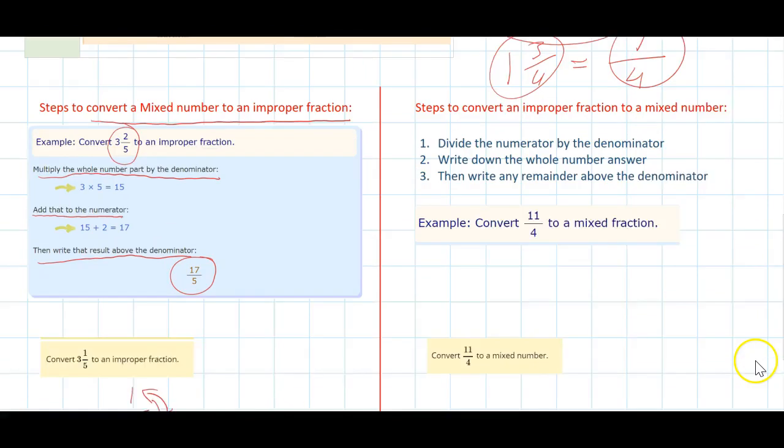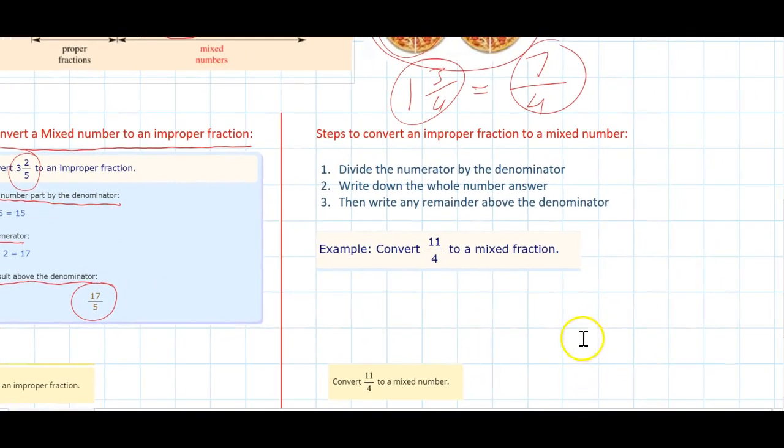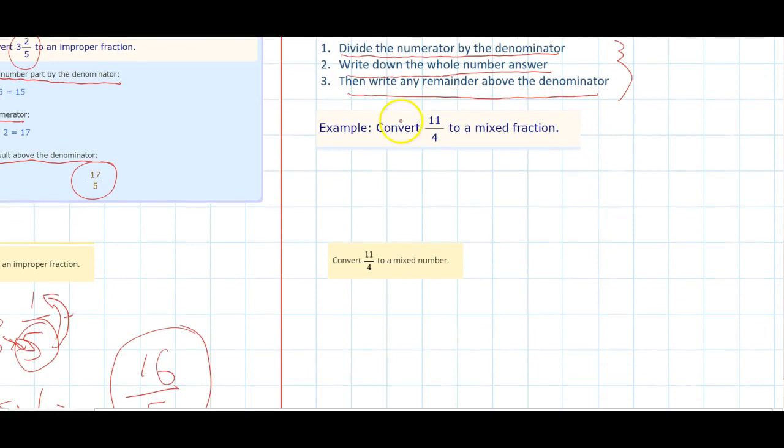Now if we do it the other way, and go over to this side, we're going to be looking at how we convert an improper fraction to a mixed number. It requires a little bit more work, but there are 3 simple steps to write down. Number 1, you need to divide the numerator by the denominator, write down the whole number answer, and then write any remainder above the denominator. So it looks something like this. If we wanted to convert this improper fraction to a mixed number, it would look like this.